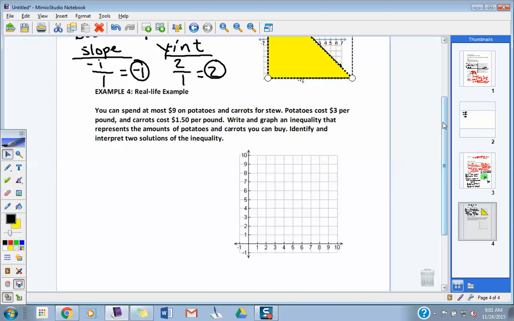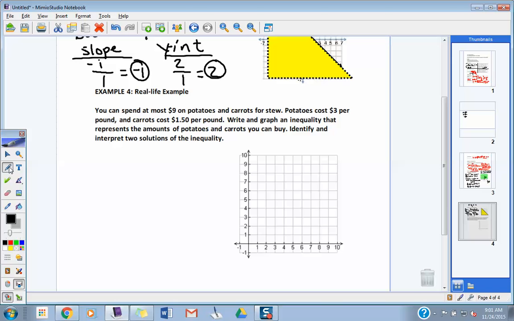A lot of your real life problems are going to occur in the first quadrant. So what I want you to do is pretend that this part down here and down here, they're not there. The only thing we're in is the first quadrant. So what we need to do, guys, is write a real life example to model this and then show the possible solutions and then pick out some solutions that would say, hey, this is what's going on here.